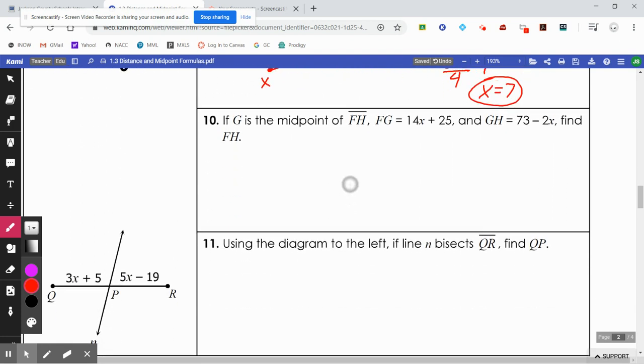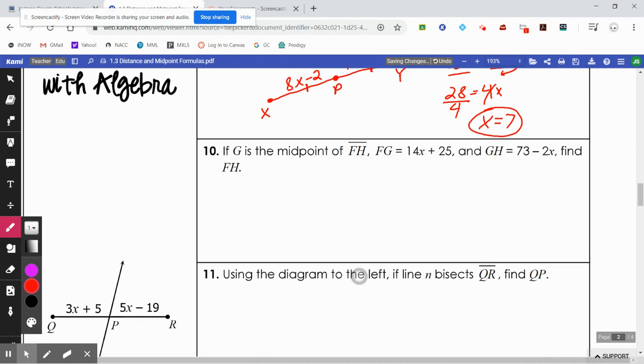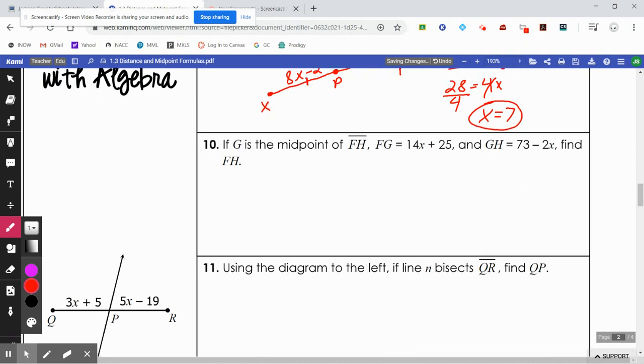And number 10 says if G is the midpoint of FH, and I think it's a similar problem. So you have a line segment FH that has G as a midpoint. It says FG is 14x plus 25. It says that GH is 73 minus 2x. And again, we know if G is the midpoint that these two line segments have to be the same length. So we know that 14x plus 25 has to equal 73 minus 2x.